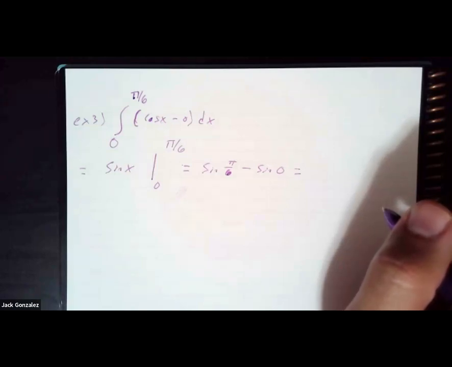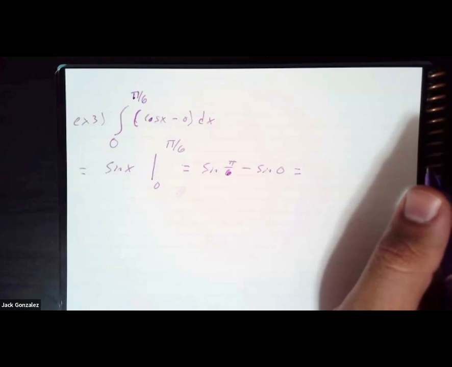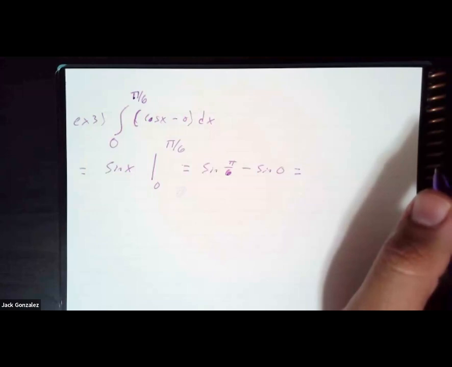Wait, are we taking the derivative of cosine x or just? Antiderivative. Oh, okay. Doing the opposite. Chapter 5 is all about doing the opposite of the derivative.